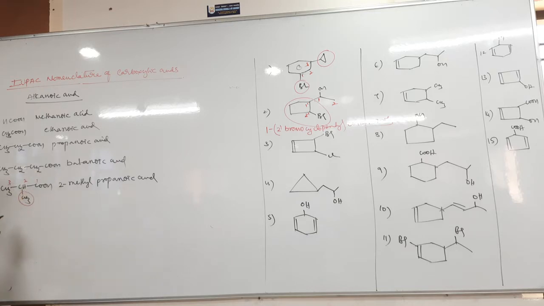Next, numbering. The carboxylic group should be 1, 2, 3, 4. On the second carbon bromo, on the third carbon methyl. According to alphabetical order, bromo comes first. 2-bromo-3-methylbutanoic acid. Okay.